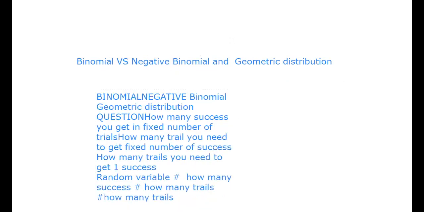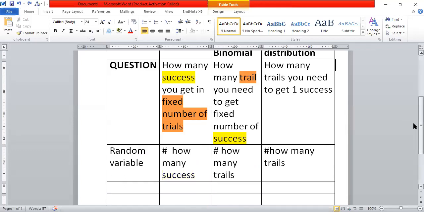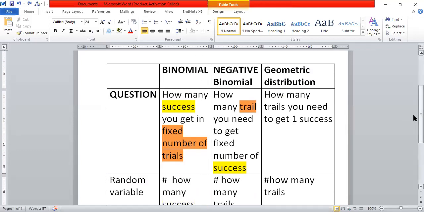I prefer to make a table so that you can easily get what is inside these distributions. I think it is not possible here, so I move to the Word window. Here I am. Now I'm looking inside the question. How can you get the questions about binomial distribution?